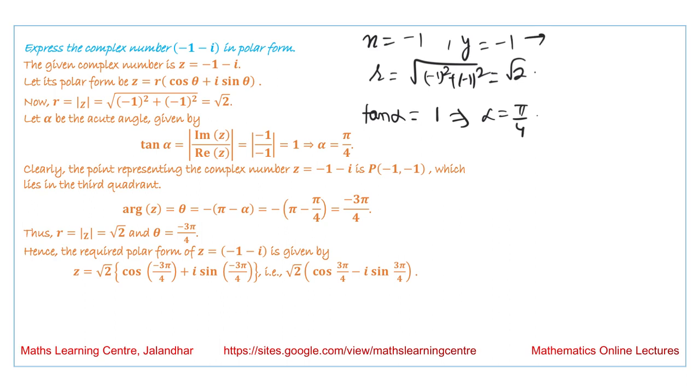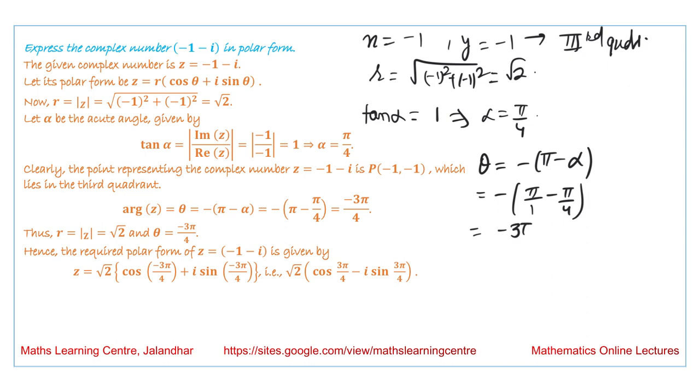Now looking at this number, clearly it lies in the third quadrant. So the value of theta will be equal to minus of (pi minus alpha), that is minus of (pi minus pi by 4), which is equal to minus 3 pi by 4. So the polar form of this number will be root 2 cos of 3 pi by 4 minus iota sine 3 pi by 4.